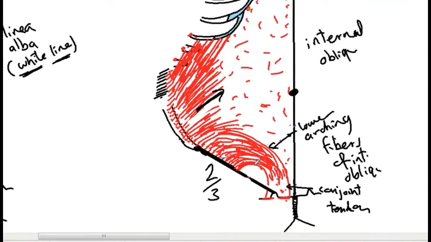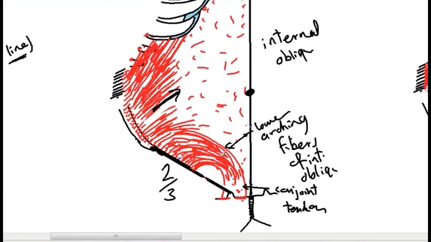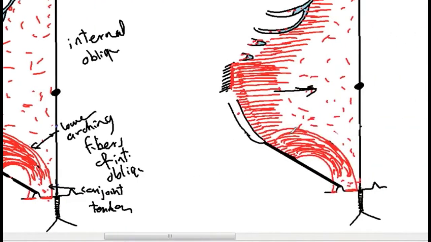I will show you now a small model to understand this. This is the arching fibers of the internal oblique, and this is the conjoint tendon. When removing the internal oblique, we find the transversus abdominis. In the lower part of the transversus, we also have arching fibers like this. They arise from the lateral third of the inguinal ligament, and these arching fibers also end in the conjoint tendon.